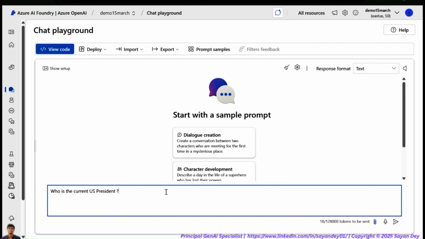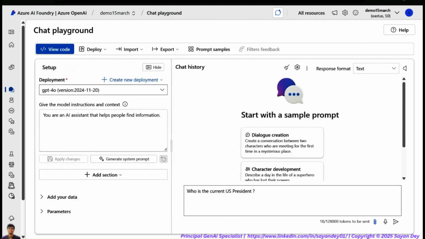Behind the scenes, we are using a model which is the GPT-4o model. And you can clearly see the version is 2024. So this model was released on 20th November 2024. This is the version of the model.